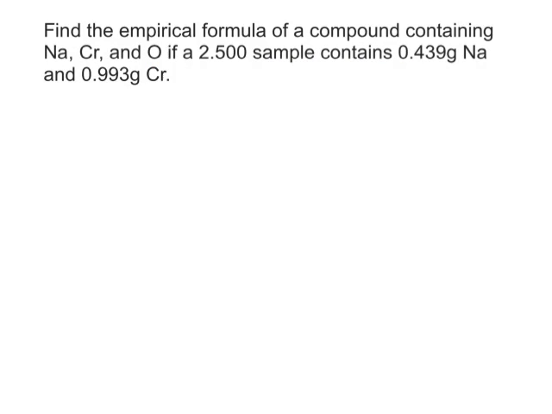Okay, we're going to get a little trickier with this one. We've got a compound containing sodium, chromium, and oxygen. A 2.5 gram sample has this much sodium and this much chromium. Again, they're leaving off that extra bit of information, but that's no big deal. We'll get it first by subtraction. So 2.500 minus 0.439 minus 0.993 gets me 1.068 grams of oxygen. Now I have all my data, and we can go ahead and do the normal process.